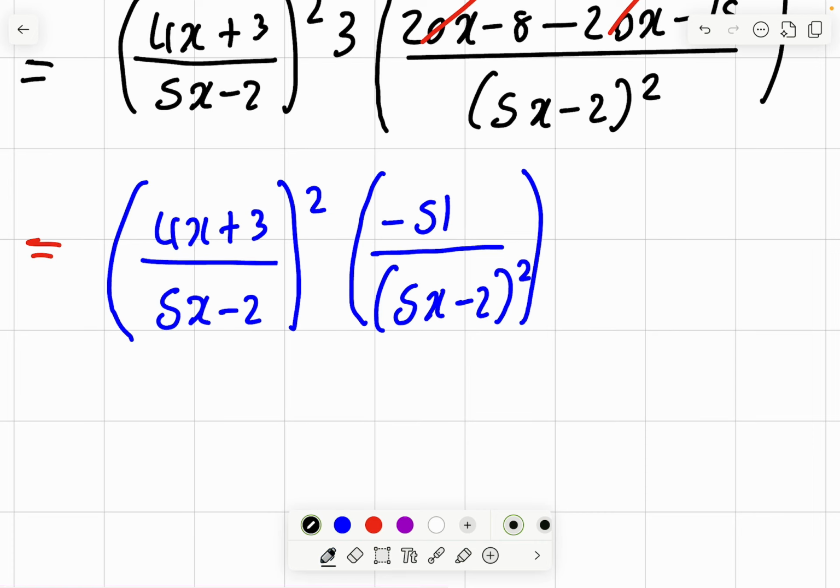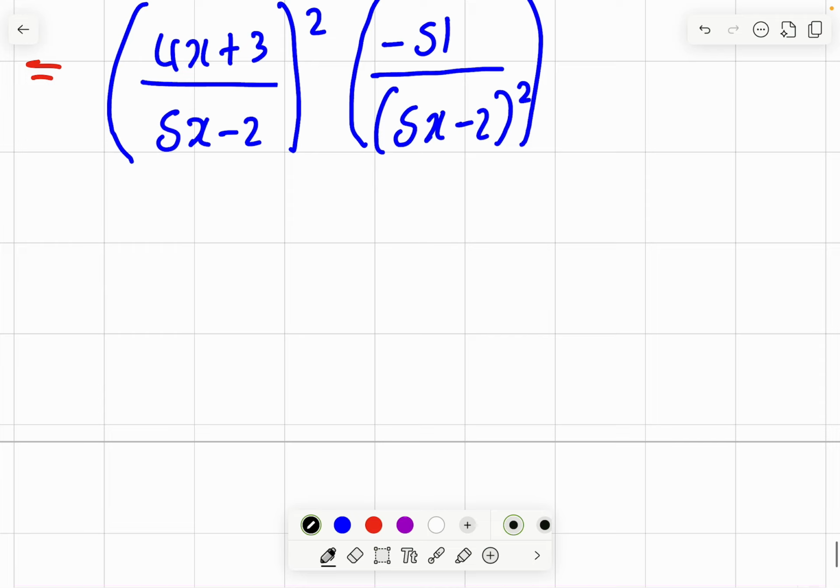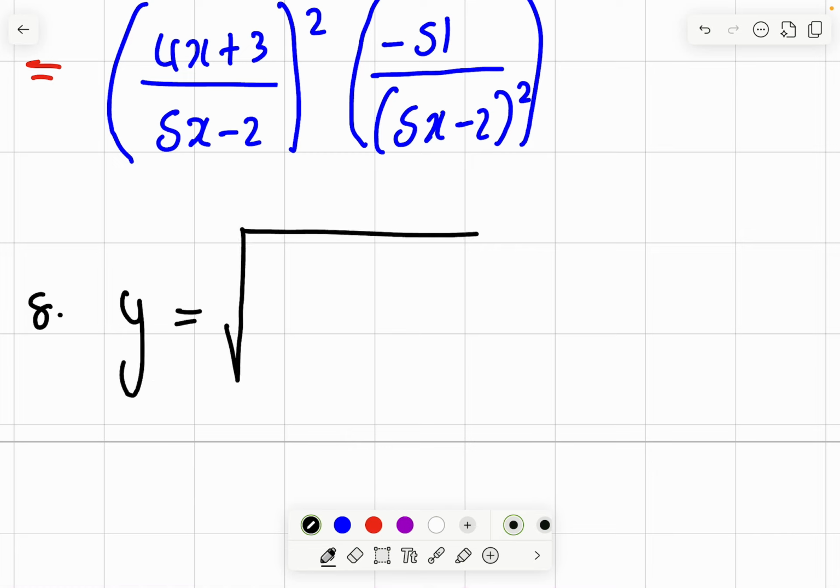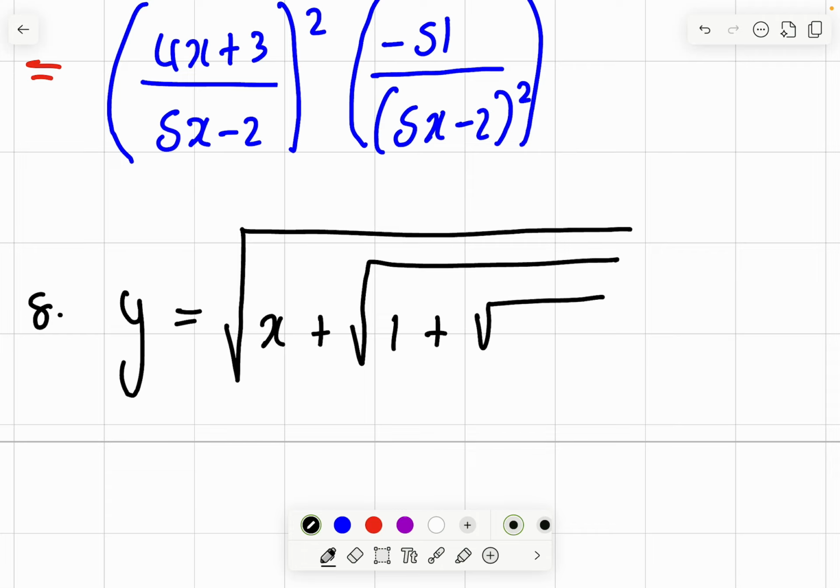Let me try and check another question. Another question, it says what is number 8? It's number 8. And number 8 says y equals the square root of x plus the square root of 1 plus the square root of x. How can you derive that?